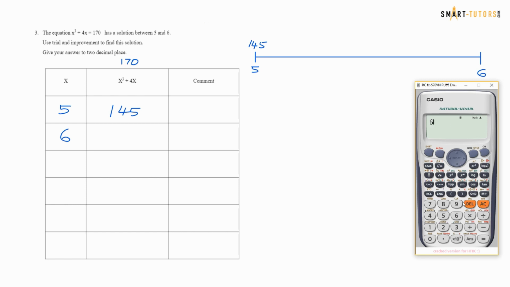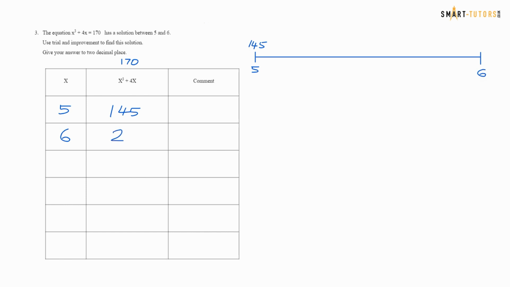So 6 to the power 3 plus 6 times 4. I forgot to put the 4. So 6 times 4 and 4 times 6 are the same. The answer is 240. So 6 cubed is 216, I think, and 240 is the answer for this. That is too big. So too big, too small. So definitely my 170 is between these two numbers.